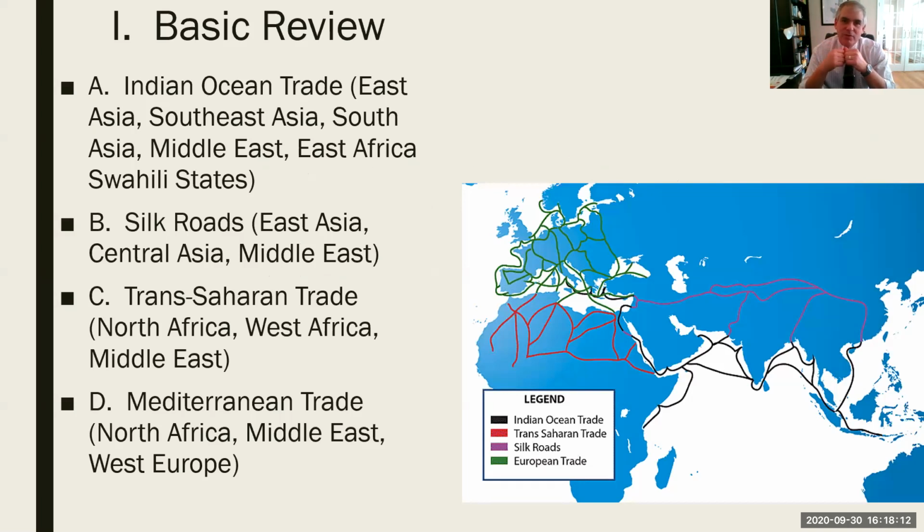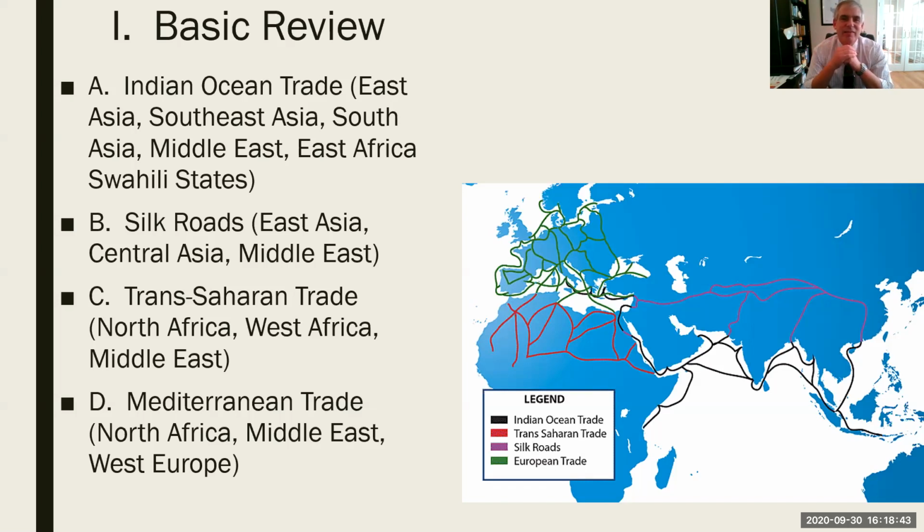The Silk Roads are going to connect East Asia, Central Asia, and the Middle East. The Indian Ocean trade is a water-based trade, whereas the Silk Roads, which isn't just one road, but a series of roads, is a land-based trade system. The Trans-Saharan trade system, which is also land-based, incorporates North Africa, West Africa, and the Middle East. So it connects the Mediterranean world to sub-Saharan Africa and the Middle East to sub-Saharan Africa.